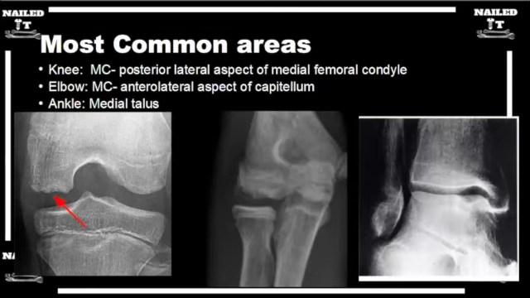Sure. So elbow is most commonly in the capitellum, and a lot of times that lateral aspect of the capitellum. And again, most commonly we'll see that present in gymnasts. Doesn't have to be a gymnast certainly, but most commonly in gymnasts, just because they're weight bearing on their elbows. And then in the ankle is most frequently the medial talus, and it's the central to sometimes central to posterior aspect of the medial talus.